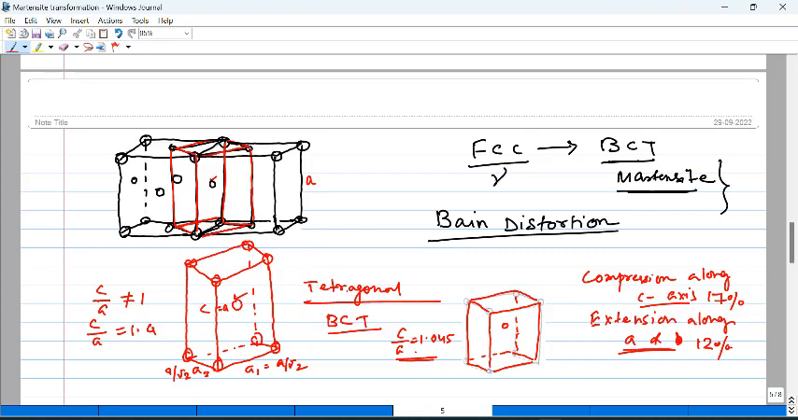This would of course depend on the concentration of carbon. This is basically given by this particular equation for the C by A ratio, where Xc is the carbon concentration. Why it is dependent on the carbon concentration will also be clear as we go along. If we take about 1% carbon, you see that the C by A ratio becomes 1.045. Now if I do a little bit more compression along the C axis, this C by A would come down to 1, isn't it?